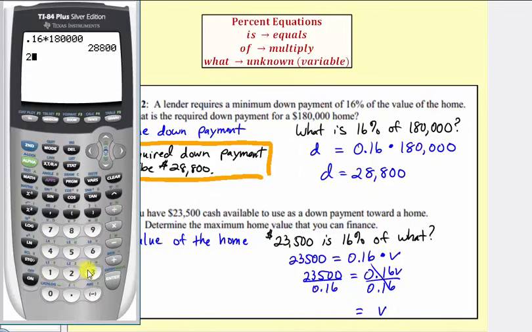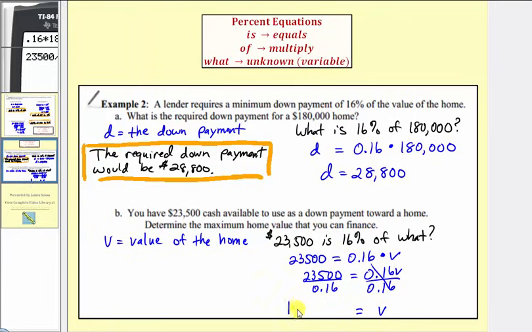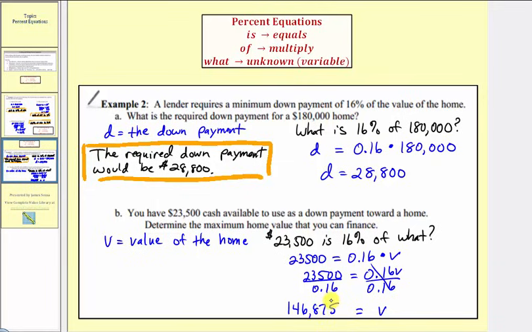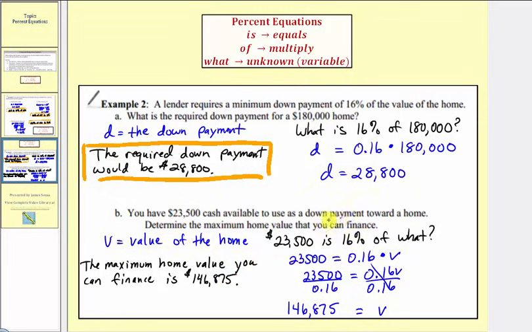So we have $23,500 divided by 0.16, which equals 146,875. So to answer the question, the maximum home value you can finance is $146,875, given you have $23,500 in cash available for a down payment.